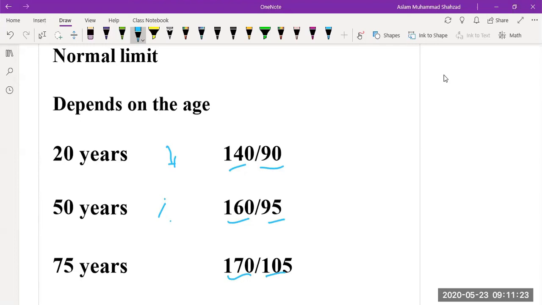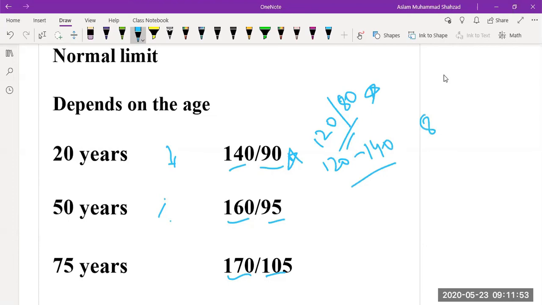But in some textbooks, they mention that at age 20 years it is 120 systolic and 80 diastolic. So some textbooks mention 140 systolic and 90, and some textbooks recommend 120 systolic and 80 diastolic. So it varies, but the range is around 120 to 140 systolic blood pressure and 80 to 90 diastolic blood pressure.